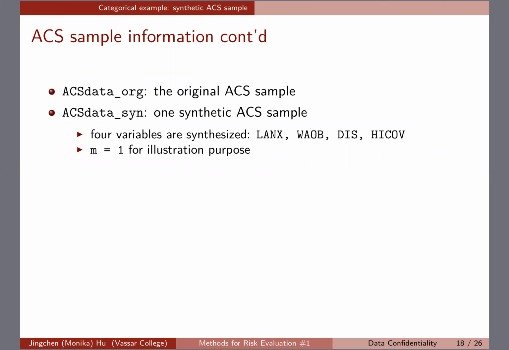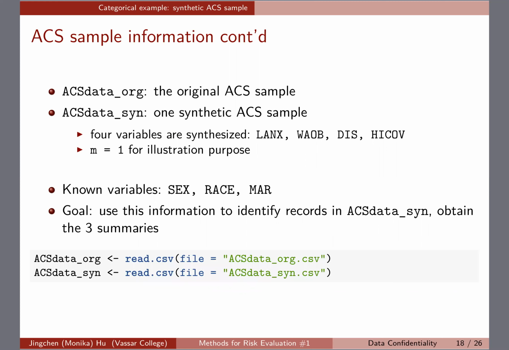Okay. All right. So the data sets that I uploaded, there are 2. The ACS data org, that's the original one. The ACS data synth, that's the synthetic ACS. The 4 synthesized variables are language, place of birth, I think, disability status, and health coverage status. M equals 1 for illustration purposes. You can do that for multiple later. And the known variables are sex, race, and marital status. The goal is to use this information about sex, race, and marital status to identify records in the synthetic data, and then obtain the 3 summaries that we talked about.